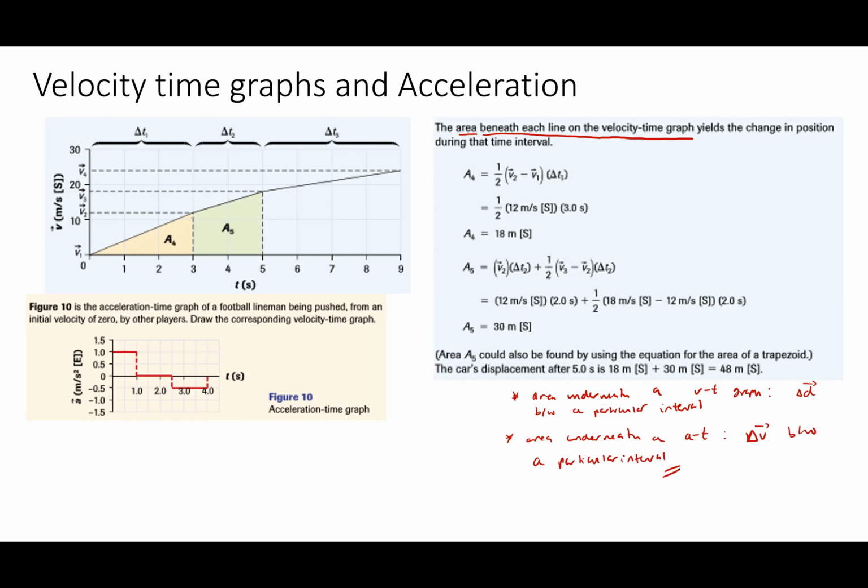So in this case, they gave us a velocity time graph. This area, I think they're calling it area 4 and area 5. This area represents the displacement from 0 to 3 seconds. It's basically how much the object's position changed from 0 to 3 seconds. The displacement from 3 to 5 is the area of the graph under 3 to 5 seconds, and it tells you the displacement of the object between 3 and 5 seconds.